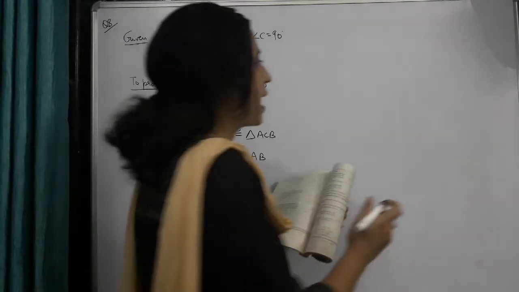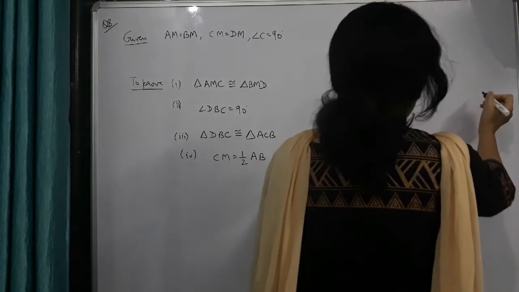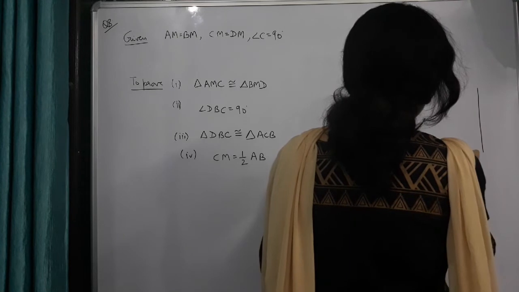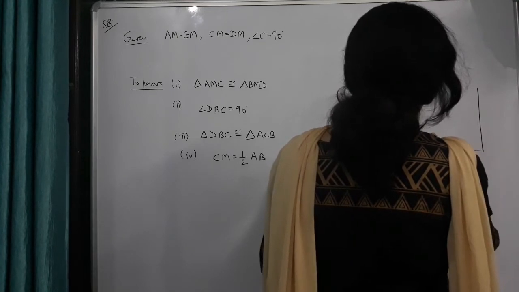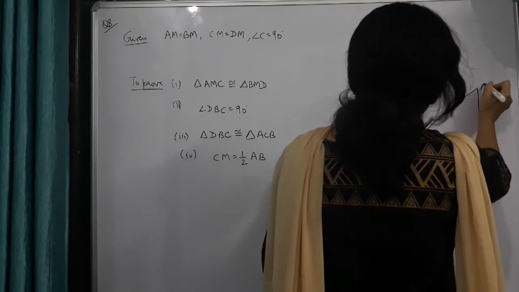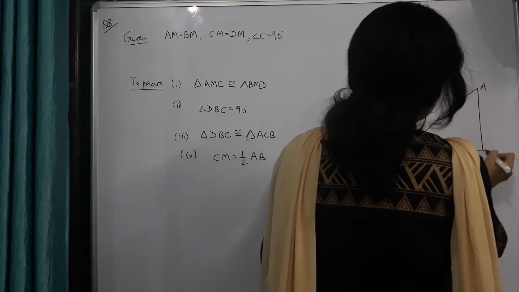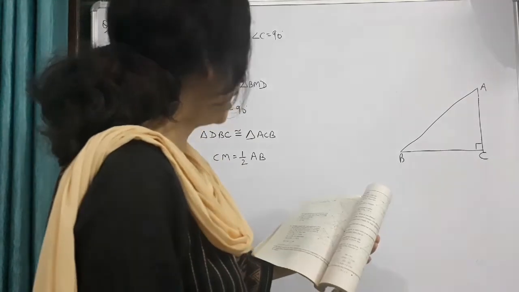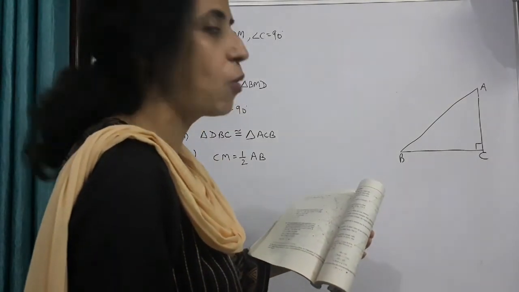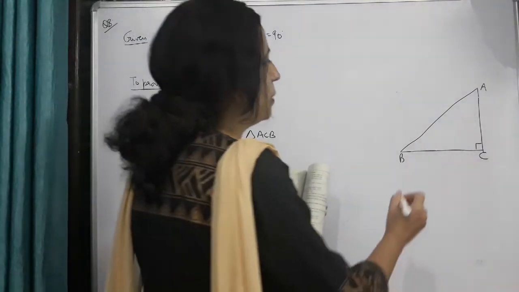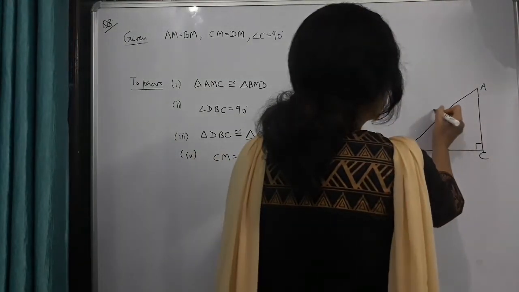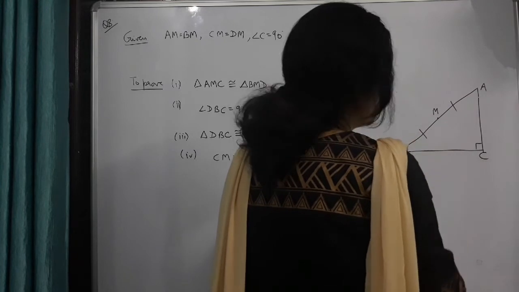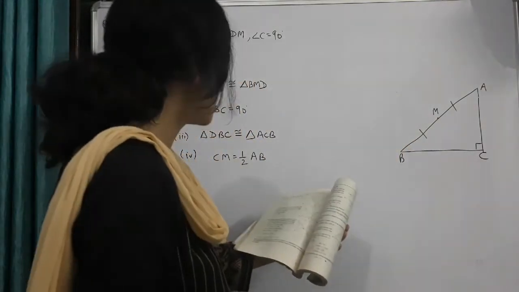In right triangle ABC, right angle at C. So first of all, let us draw a right angle triangle ABC, which is right angled at C. So angle C is of measure 90 degrees. Then they are saying M is the midpoint of hypotenuse AB. So over here M is the midpoint of hypotenuse. So AM is equal to BM. This is given to us.